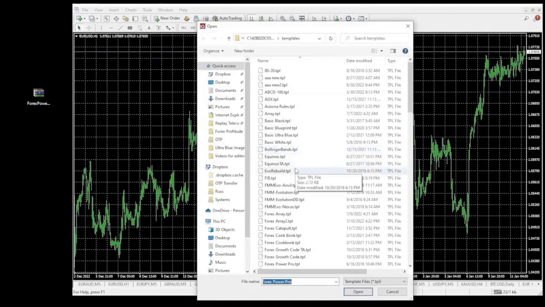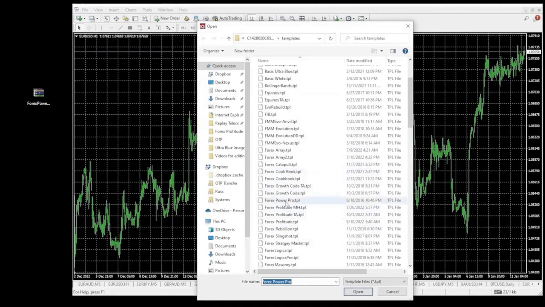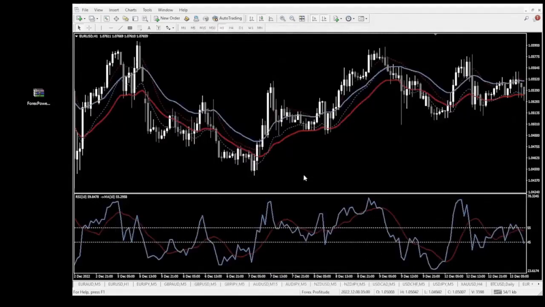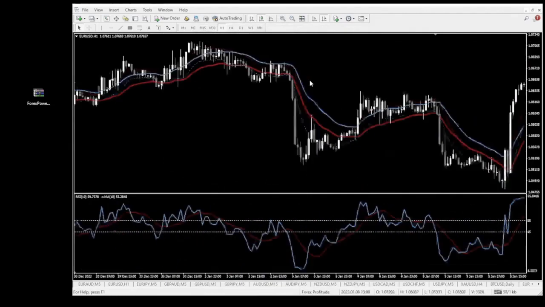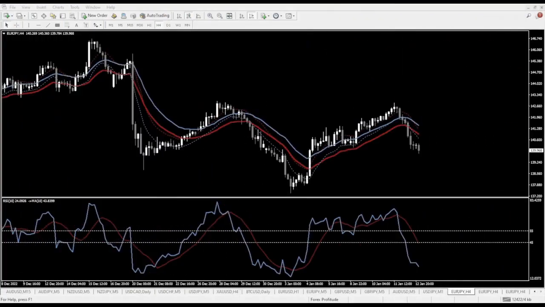And then from here, I'm looking for the FOREX Power Pro. Click that template, click open. And again, I've got it applied to my MetaTrader chart. So the first thing that I want to do is cover the indicators. I want to explain what the indicators are and what they do.